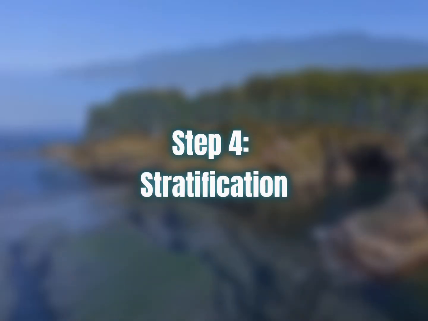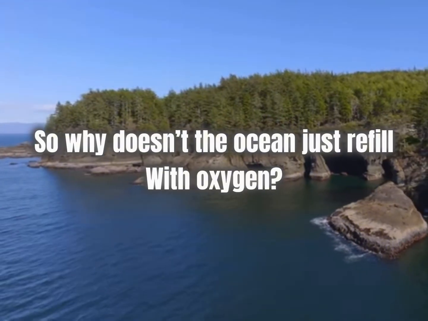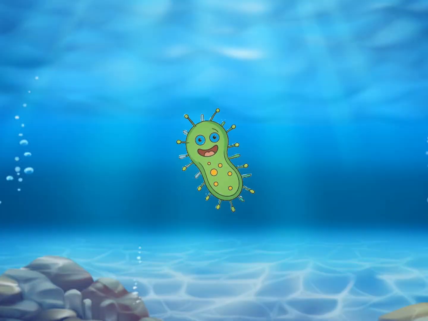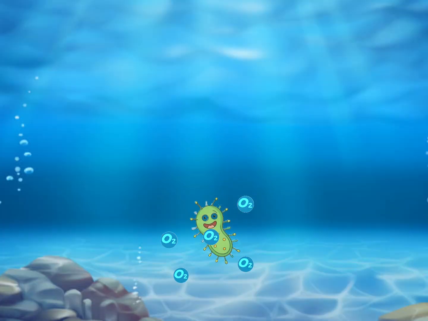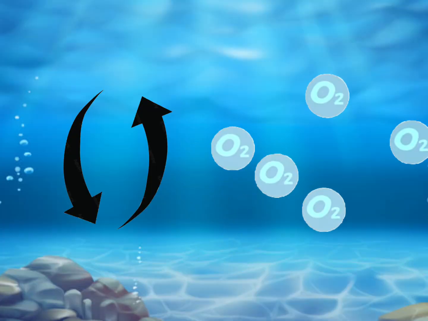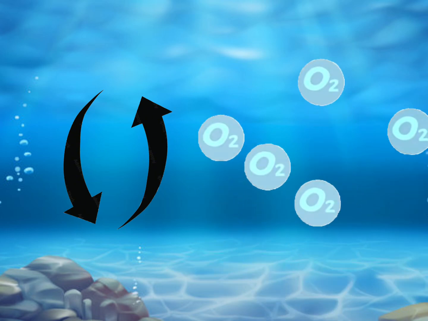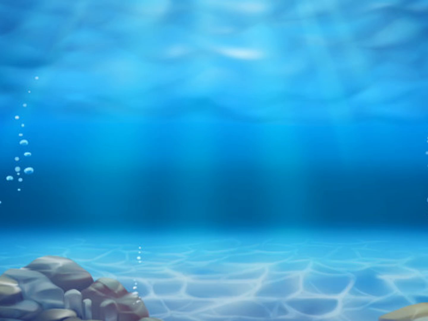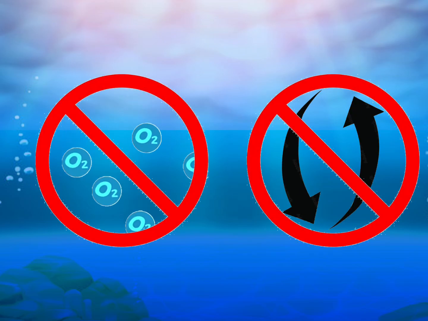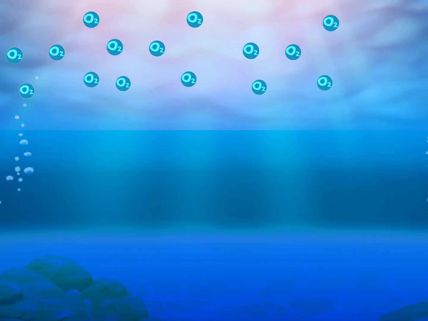Step 4. Stratification. So why doesn't the ocean just refill with oxygen? The bacteria that cause decay use oxygen dissolved in the bottom layers of water. As long as these layers of water are well mixed with oxygen-rich surface waters, the oxygen is renewed, and dead zones don't happen. However, the configuration of warm surface waters over cold floor waters is stable, meaning that in that scenario, there is little vertical mixing, and therefore little renewal of depleted oxygen. While this does occur naturally in the spring and summer, climate change has made this worse.